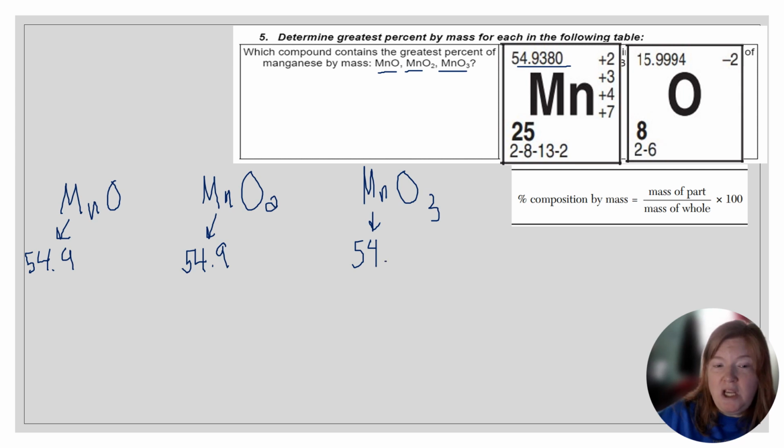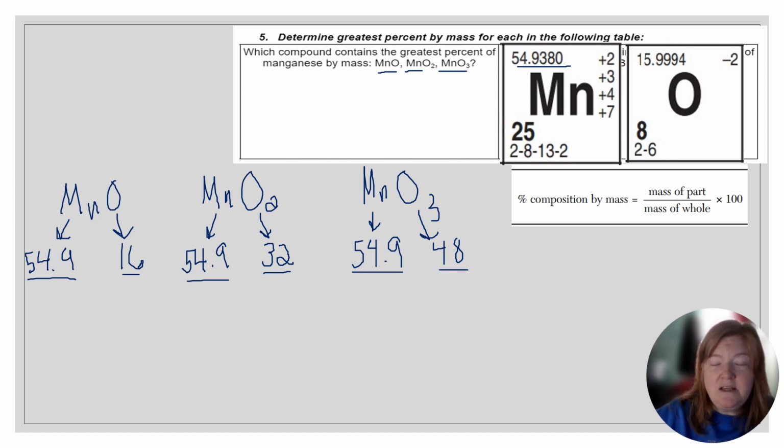So the only thing that changes then is the oxygen. Now this has one oxygen, so that's 16. For this formula, the manganese is 54.9 grams and the oxygen is 16. In this one, I don't have one oxygen, I have two. So 16 times 2 is 32. The manganese part is 54.9, the oxygen part is 32. And in this one, I have 3 oxygens, and 16 times 3 is 48. So the manganese is 54.9 grams and the oxygen is 48.